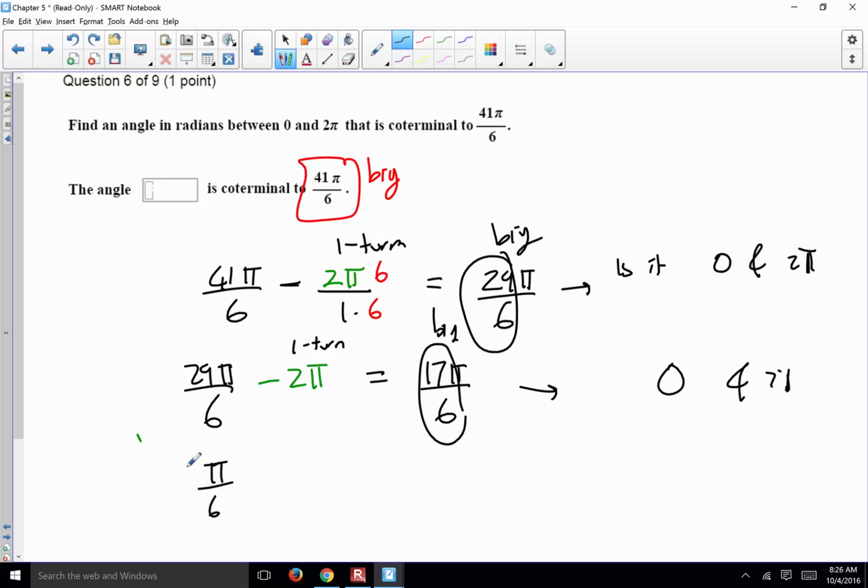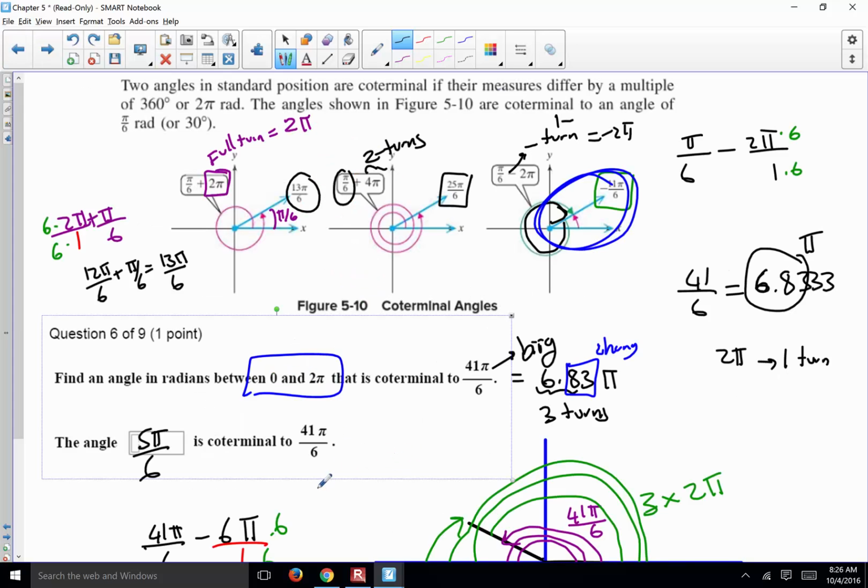So this is 17 pi over 6. One more turn is 12 over 6. 17 minus 12 is 5 pi over 6. We got the same answer. Right? 5 pi over 6, 5 pi over 6.